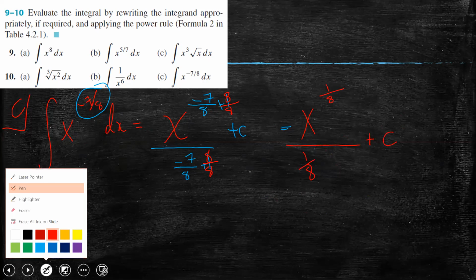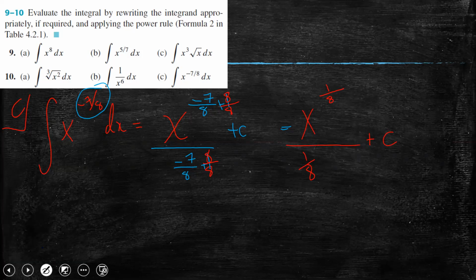But let's simplify it now. 1 over 8, that means the reciprocal of 1 over 8, which is 8. And x to the power 1 over 8, I write it as the 8th root of x plus c. This will be now the integration of x to the power negative 7 over 8. It is 8 times the 8th root of x plus c. Is it clear?